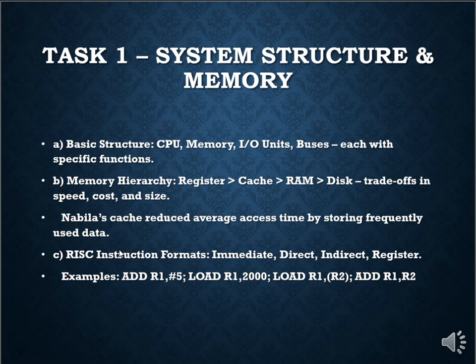Lastly, we explored RISC instruction formats and their addressing modes. Immediate, direct, indirect, register. Like immediate, the value is part of the instruction itself. Direct, the instruction contains the memory address. Indirect, the instruction points to an address which then leads to the data. In register, data is accessed directly from the CPU register.